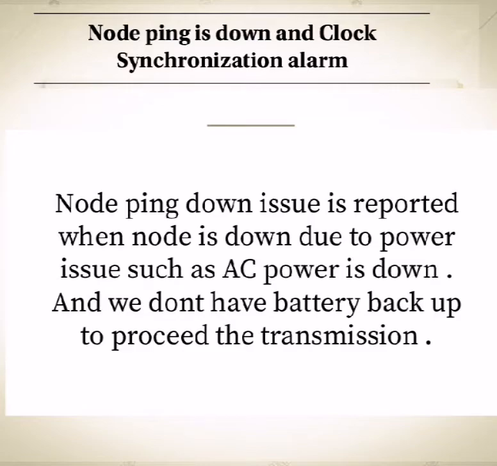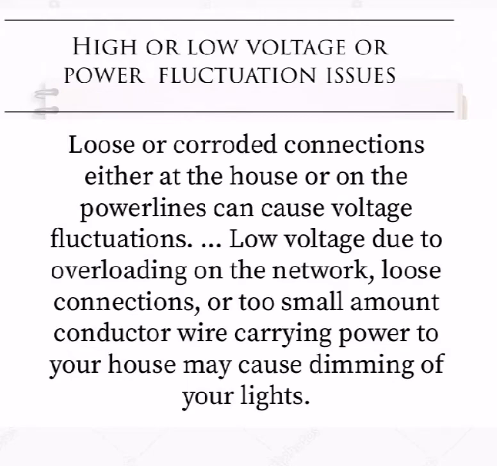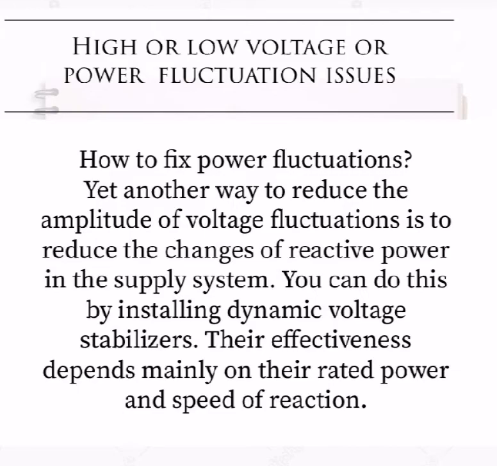So node ping down issue is reported when the node is not accessible to the back office and we need some battery backup, or an AC power failure reports this alarm. So in order to avoid this alarm, we need a good battery backup. Sometimes high or low voltage issues arise, or power fluctuation issues arise. This issue is due to poor power lines, which can cause these damages due to overloading of equipment which needs high voltage.